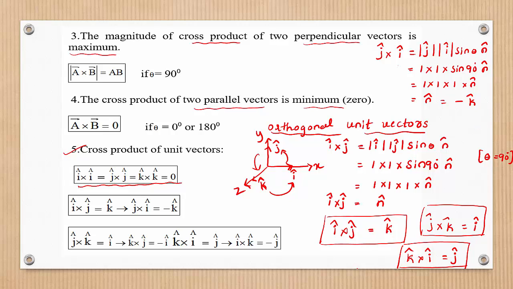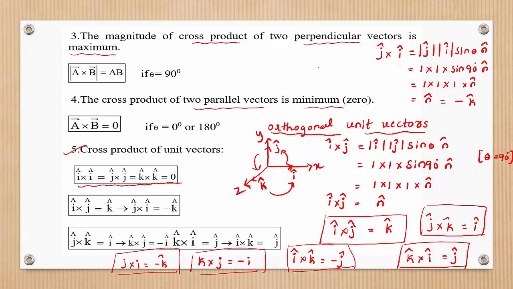Let us reverse the orders. See here, j cross i is equal to minus k cap. Then the second one, j cross k gives i, but k cross j gives minus i. Similarly, the third one, i cross k gives minus j. I cross k equal to minus j. So these values you can remember.